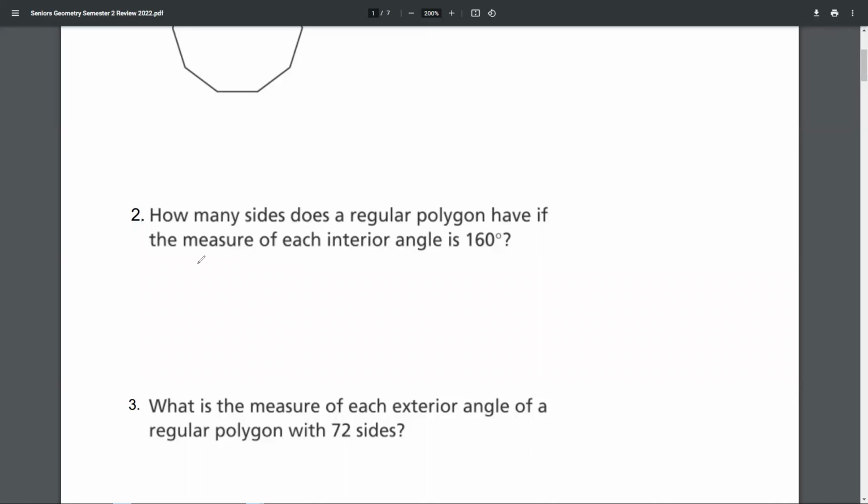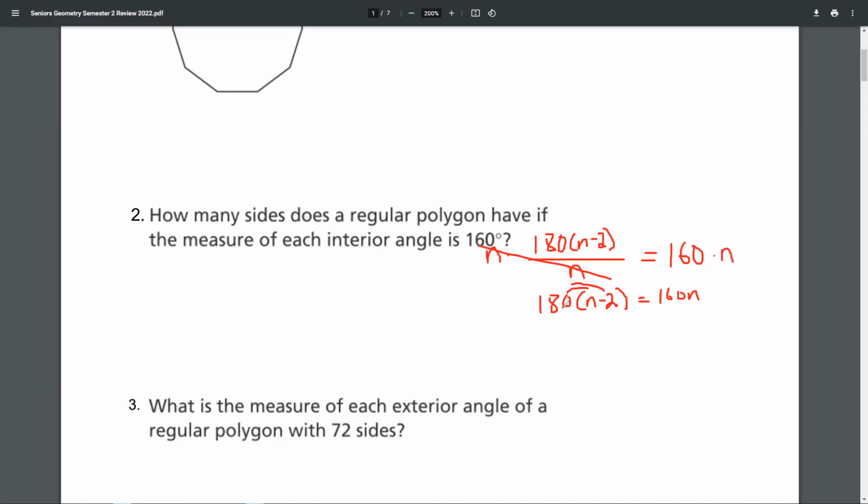So the expression for each interior angle is 180 times n minus 2, over n. And we're going to say that that is equal to 160 degrees, right? Each interior angle is equal to 160. Multiply both sides by n, so we're going to multiply the left and the right by n. That's going to give us 180 times n minus 2 equals 160n.